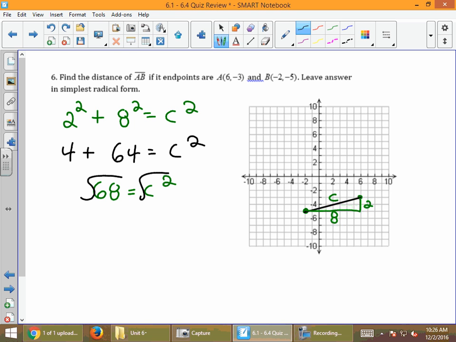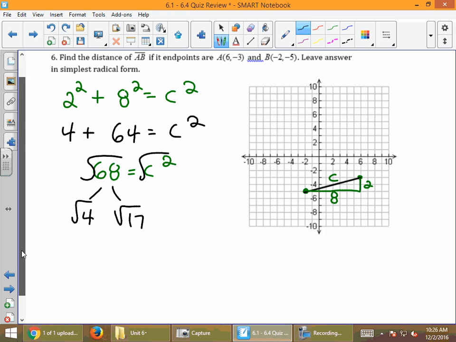But is the square root of 68 a perfect square? It is not. 64 is. 81 is. It's in between that range. So it's not going to work out. So then we have to factor this out. We have to think of what two numbers give me the largest perfect square that goes into it. 4 and 17 is correct. 4 is the largest one that goes into it.